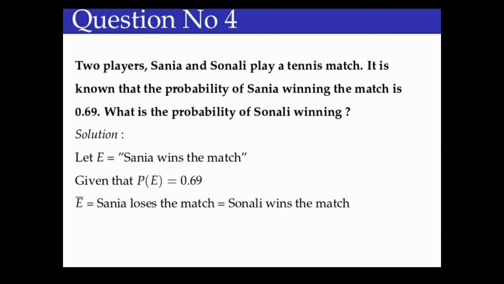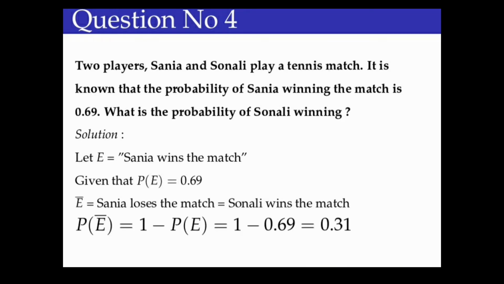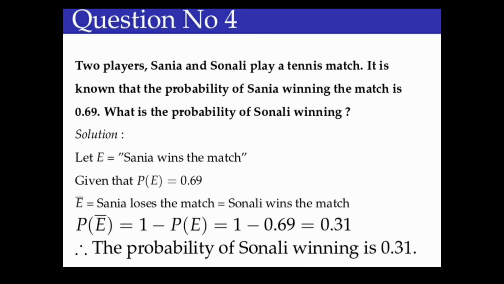Now, this match is being played by two players, Sania and Sonali. If Sania loses the match, then Sonali wins the match. And if you just read the last line of the question, they are asking what is the probability of Sonali winning? And Sonali winning the match is just the complementary event of Sania winning the match, isn't it? So P(E bar) equal to 1 minus P(E). That's the formula of the complementary events. We know the value of P(E), which is 0.69. So the final answer is 0.31. Therefore, the probability of Sonali winning is 0.31.